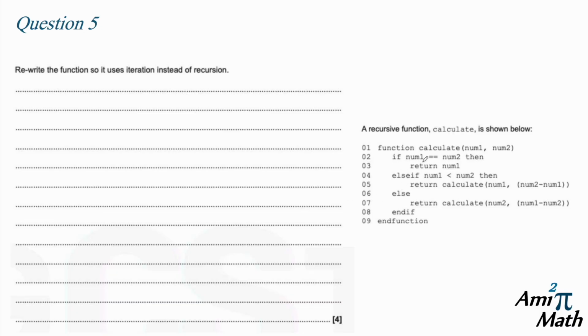Else if num1 is less than num2, so say this is 3 and this is 5, return calculate num1, comma, num2 minus num1, so for example 5 minus 3 is 2. Else, return calculate num2, num1 minus num2. End if, end function. So we can see what this code is doing now, right? We can see that it's taking two numbers and it is subtracting the smaller number from the larger number based on whichever one is bigger, right?